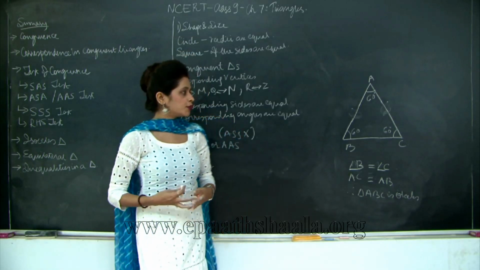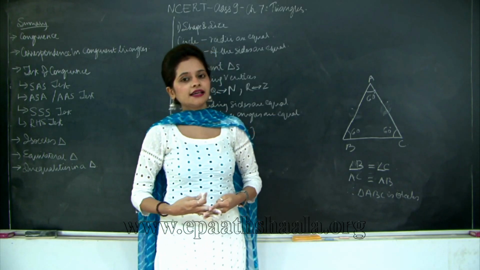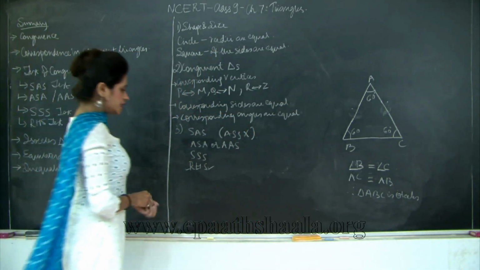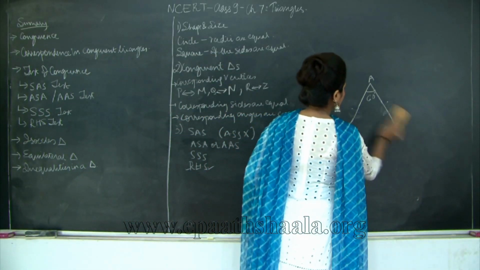This also proves the theorem that we learnt in the previous chapter, that the sum of angles of a triangle is 180 degrees. Now let's move on to the inequalities in triangle. So what did we learn in inequalities of triangle?